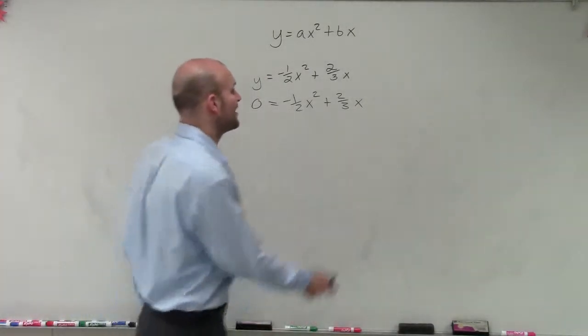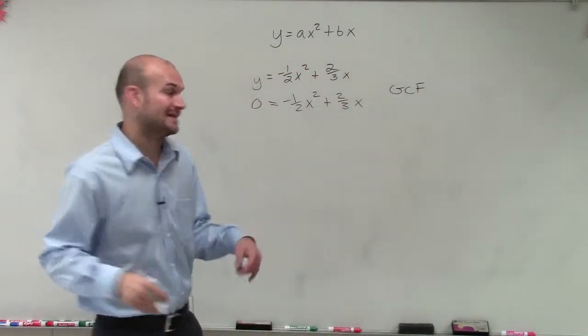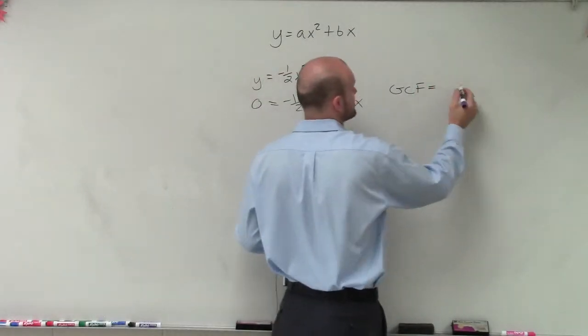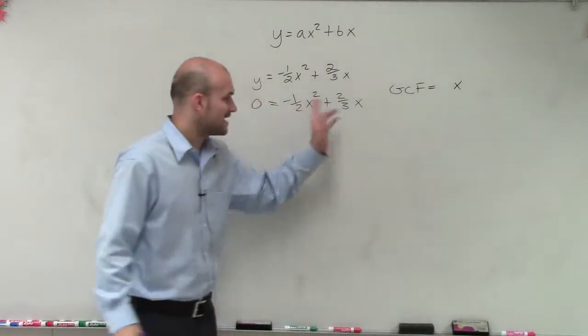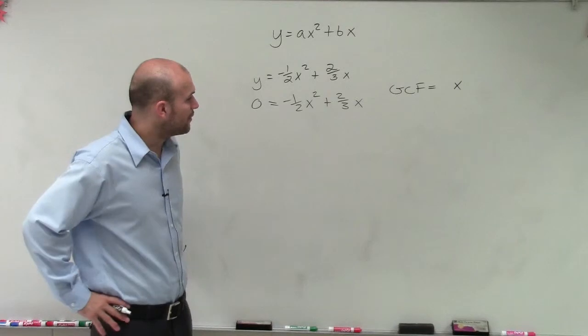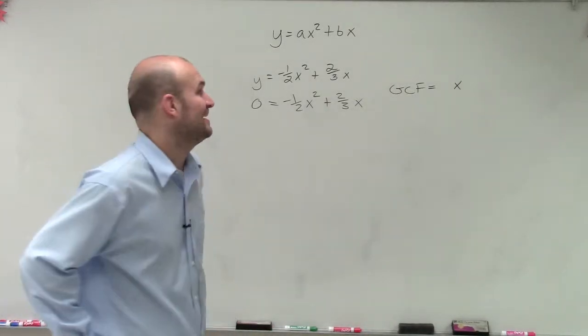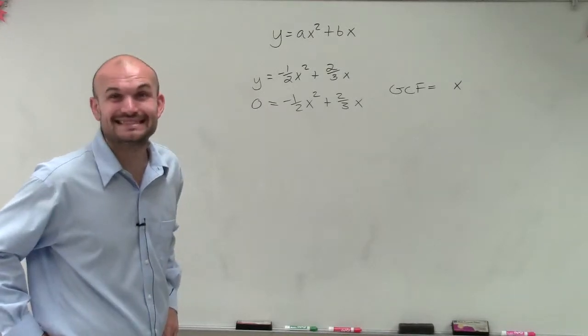That means I need to figure out what my GCF is. That's when we're going to want to factor this out to put it in my intercept form. So I know they both share an x. As I have an x squared and an x, I can divide an x into both of those terms. But now I need to figure out, well, what do negative 1/2 and 2/3 share? And I'm not really too sure.